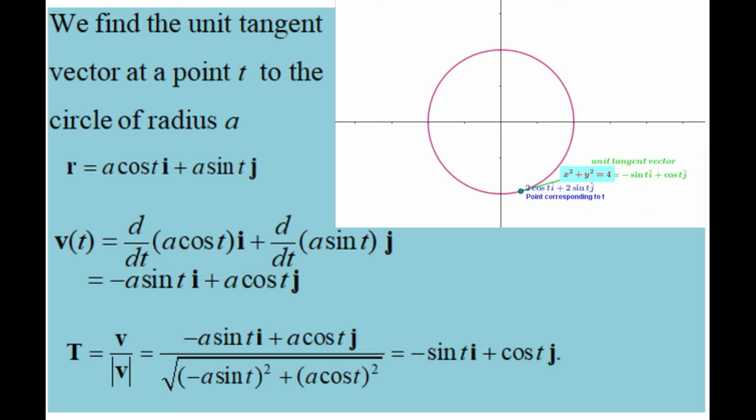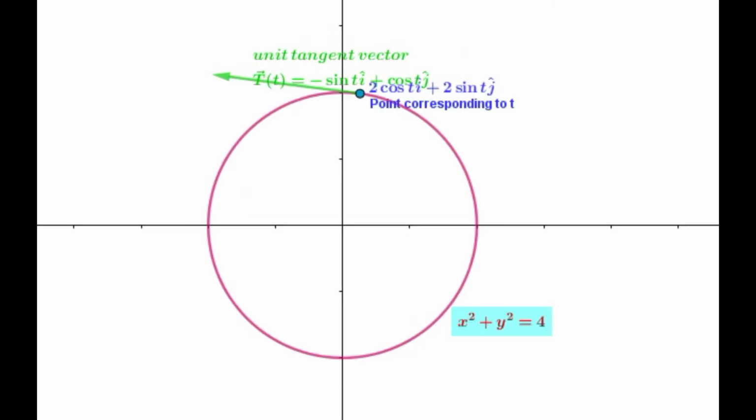Now we find the velocity vector v(t) = dr/dt, which is equal to −a sin t i + a cos t j. So the unit tangent vector is given by T = v/|v| = (−a sin t i + a cos t j) divided by √((−a sin t)² + (a cos t)²), which on simplification gives −sin t i + cos t j.